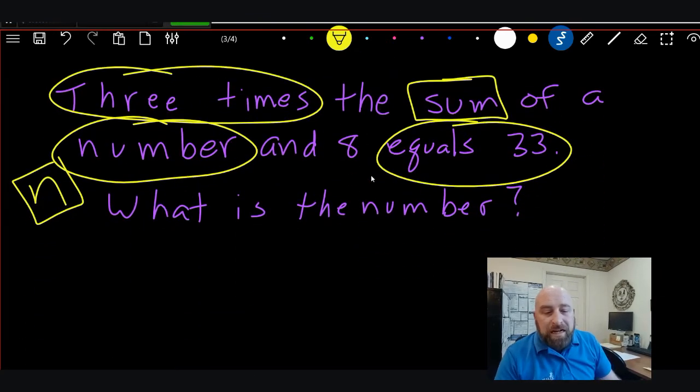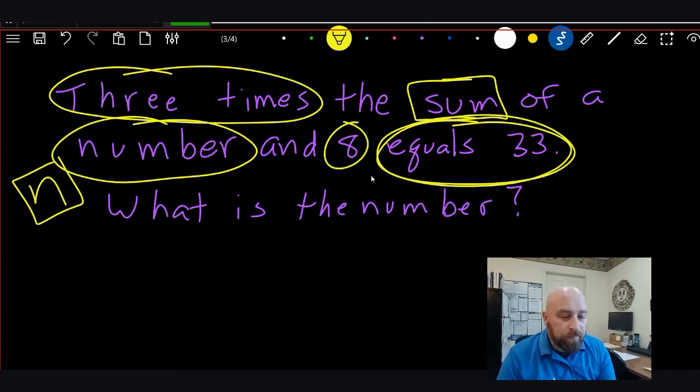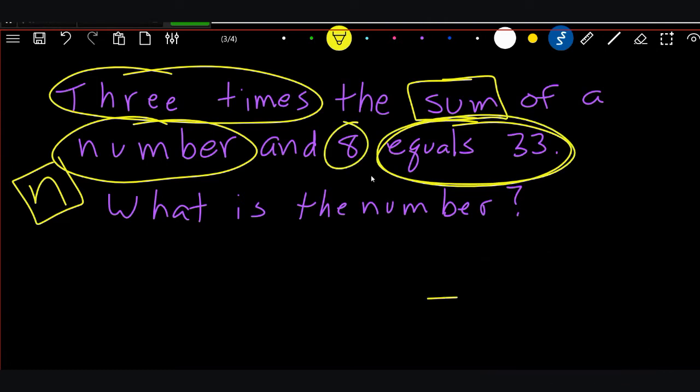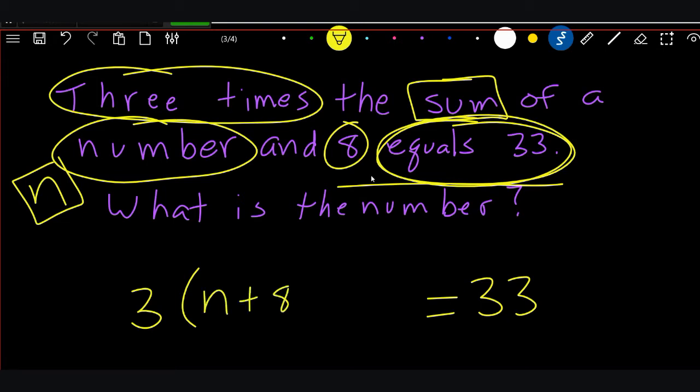So, 3 times the sum of a number. How would we write that? Well, we could write this over here first. Oh, I forgot to circle 8. 8's important there too. Equals 33. Well, that's equal, right? Equals 33. There's our equal sign. Okay, so that's that part. 3 times the sum of a number. How do we write that? Well, 3 times, that's how we write times in algebra, the sum of a number and 8. What does that mean? Number plus 8. There we go. Equals 33. There's our equation.